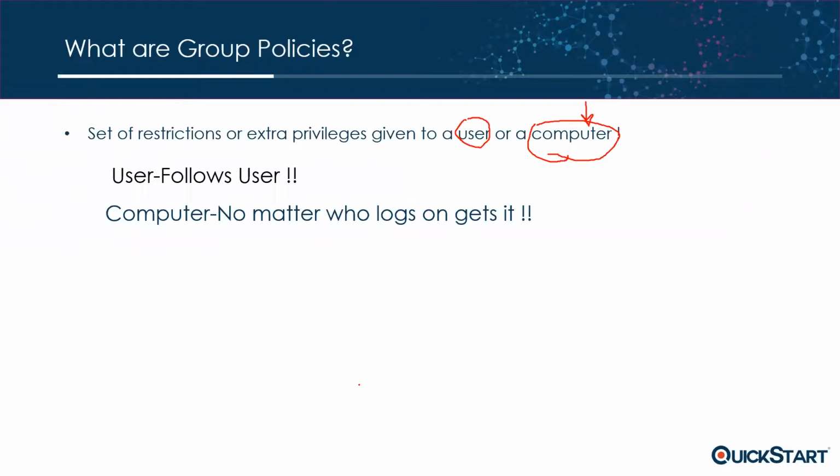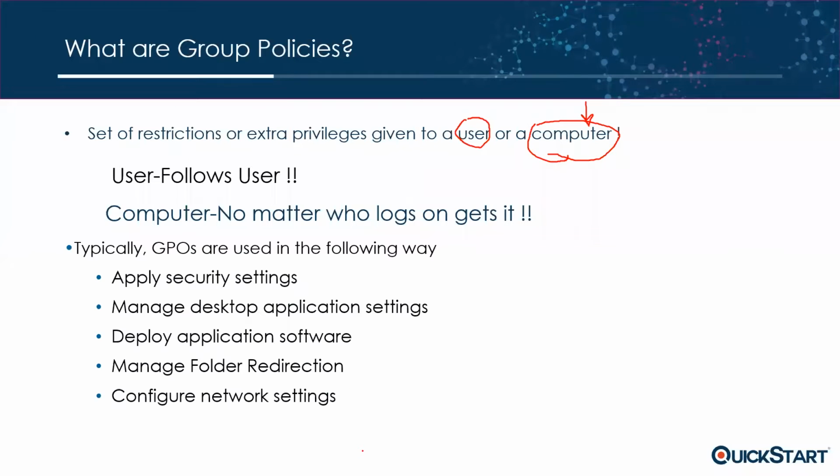That also tells us that group policies have two kinds of settings: user settings and computer settings. And you have to decide whether you would like to give it for a particular user or you would like to give it on a computer, which means no matter who logs on that box gets it.